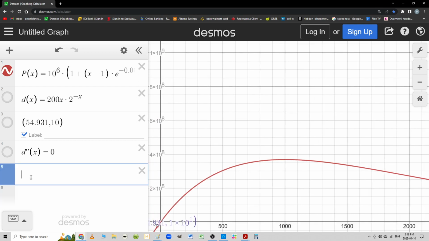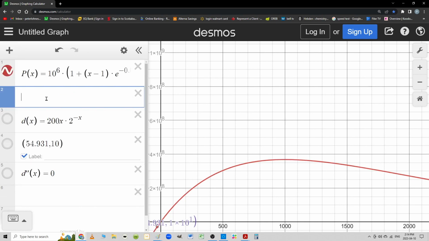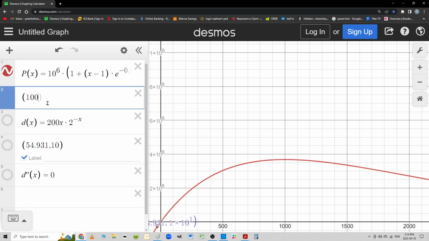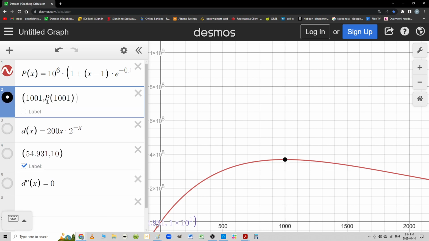And now according to me, I'm going to get rid of this graph. Oh, no, I'm just going to turn it off for now. And I'm going to go up to this graph. I'm going to add 1. And according to me, 1001, comma, p of 1001 is the max point.